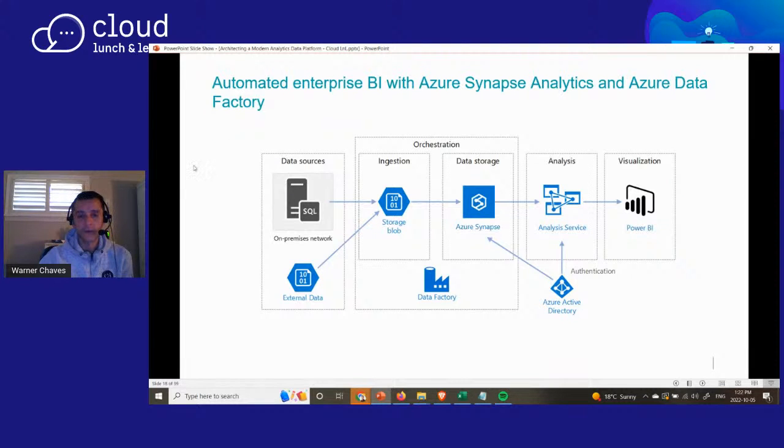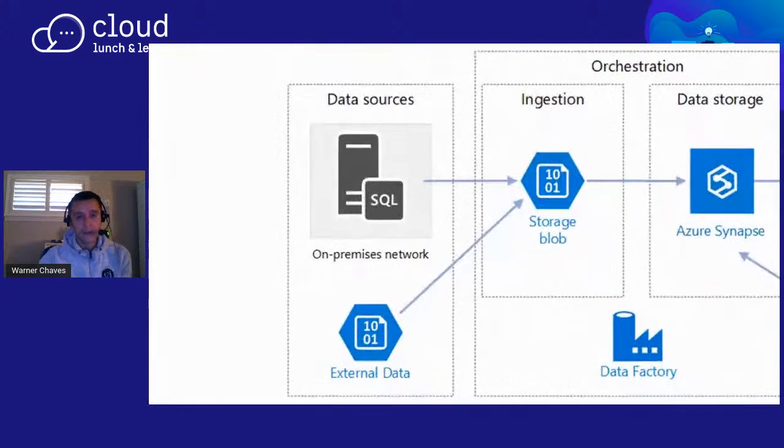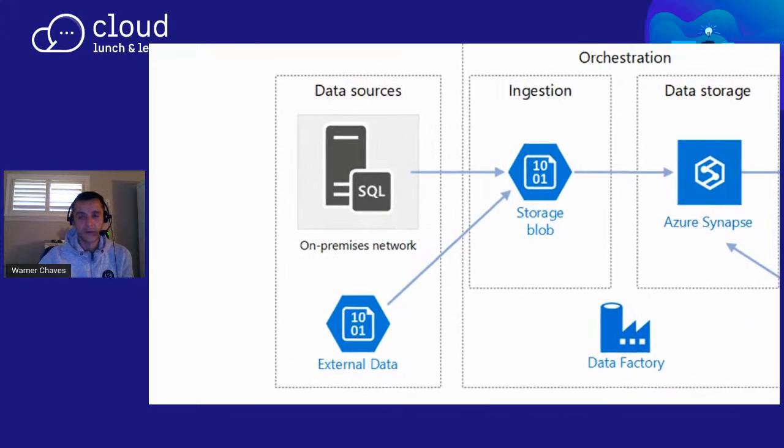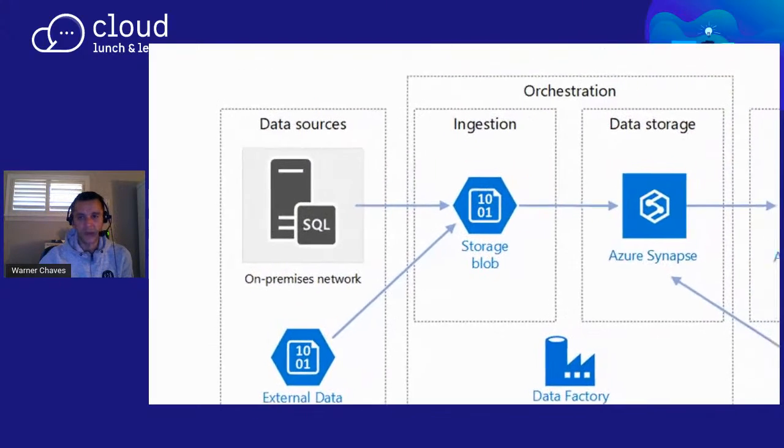Okay. All right, so this is the first architecture that I want to cover today. Microsoft calls it an automated enterprise BI with Azure Synapse Analytics and Azure Data Factory. So we'll see here. We start with a couple of data sources, an on-premises SQL database, and some external data that we don't know where it's coming from, but we know it's file-based, right?